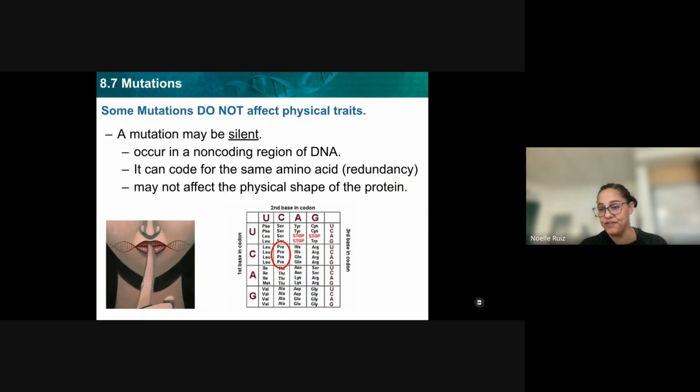It also may not affect the physical shape of a protein. Proteins fold a certain way based on are they acids, are they bases, are they positive, are they negative? If an amino acid that's negative gets mutated, but the new one is still negative, it will still act in the same way, so the protein will fold in the same shape.